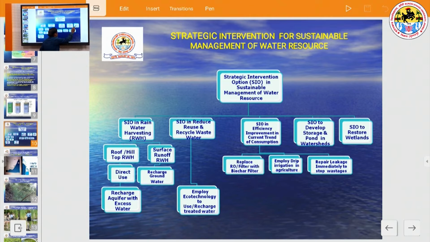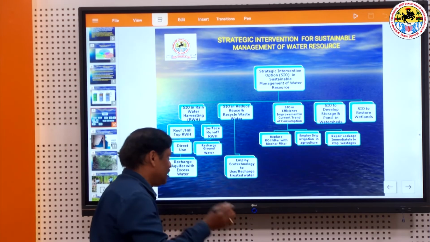Now, restore wetlands. This again has very incredible scope for wetland management, in order to make a sustainable management of water bodies and water resources.